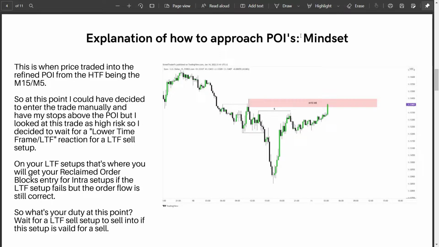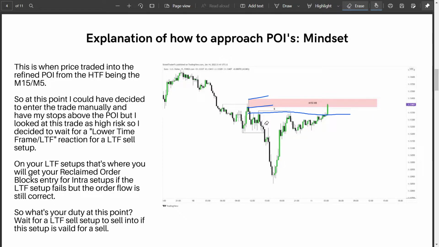Explanation of how to approach POIs. This will also dive into the mindset side of trading once you're in your POIs, because someone might say, fine, it's in my POI, let me just sell, right? Because you already refined this. This is from the M15 to the M5. On the M15, it started from this high to the low right here. In the M5, we refined from this low to this high to this low here, which is on the M5. You'll see it once we go to the chart.